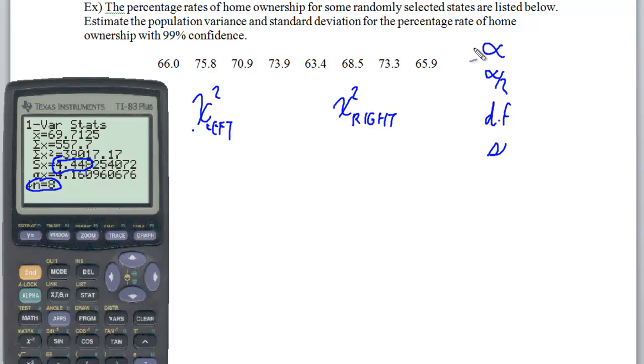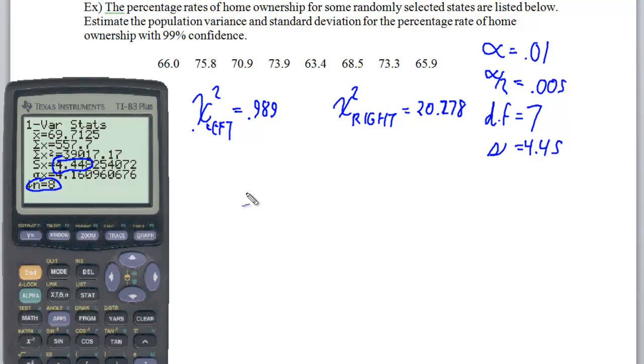All right. We're looking for a 99% confidence interval, so this is pretty particular. So this is going to be a 1% alpha. That means my alpha divided by 2 is only 0.5%. Degrees of freedom, well, there's 8 items, so therefore our degrees of freedom are going to be 7, and our standard deviation was 4.45. That's rounded correctly. Now our chi-squared left, based on 7 degrees of freedom, is going to be not much, 0.989, and chi-squared right is going to be 20.278.